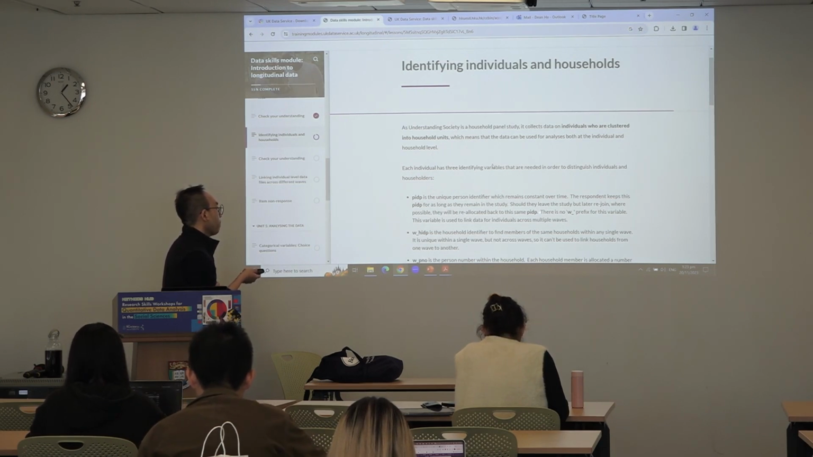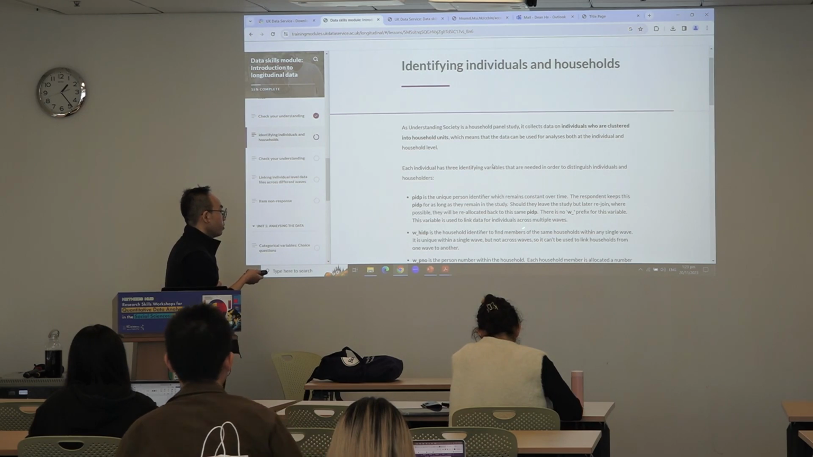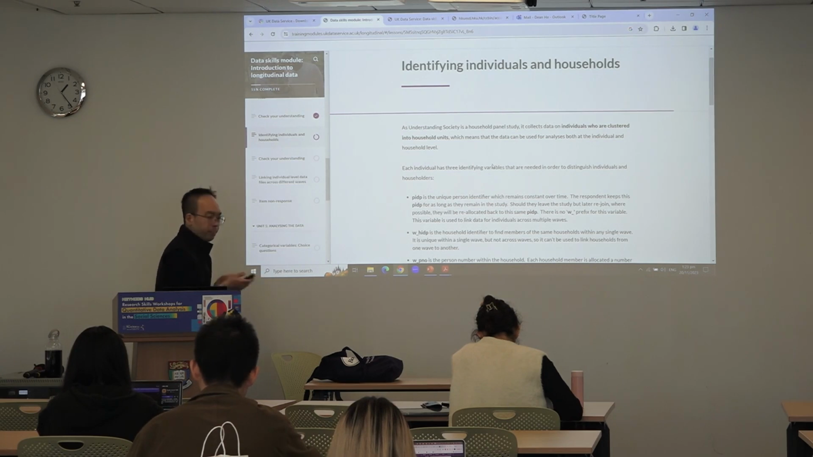You can do that. Whatever has a prefix to this is for you to link data for individuals across multiple waves, okay? This is what you can do. My understanding is that this is publicly available, so that's why they say if they remain in the study, don't drop out, you can do this, okay?